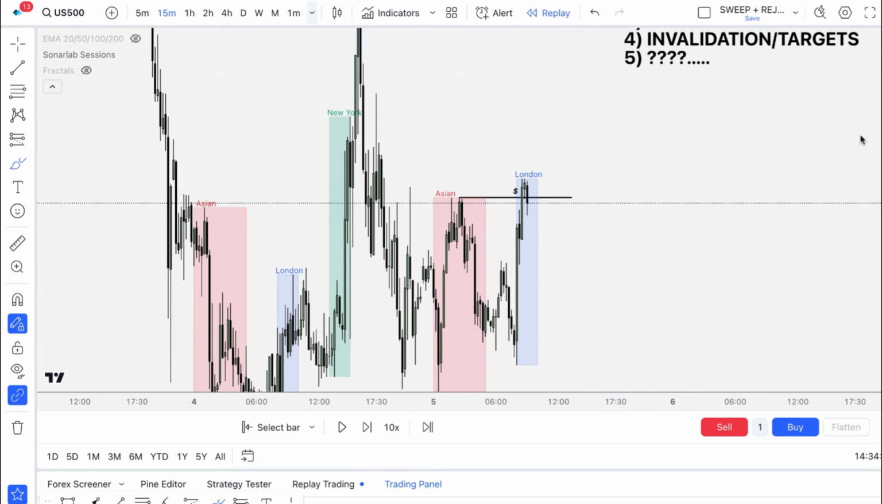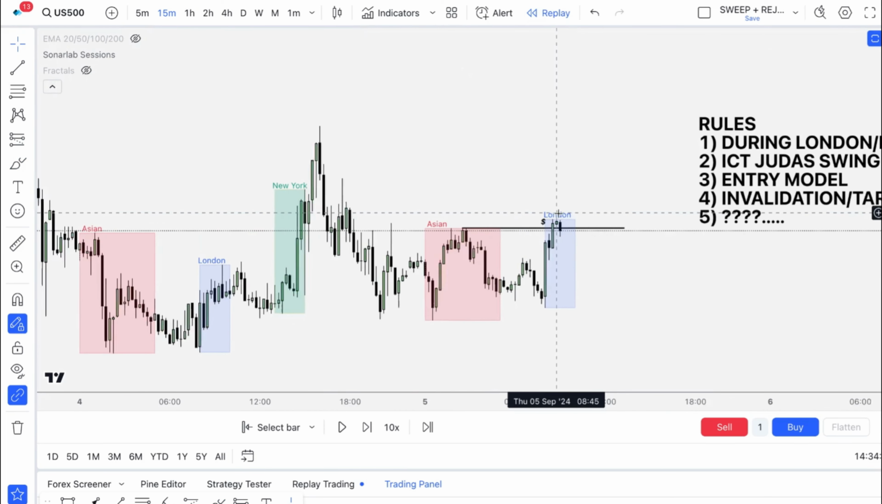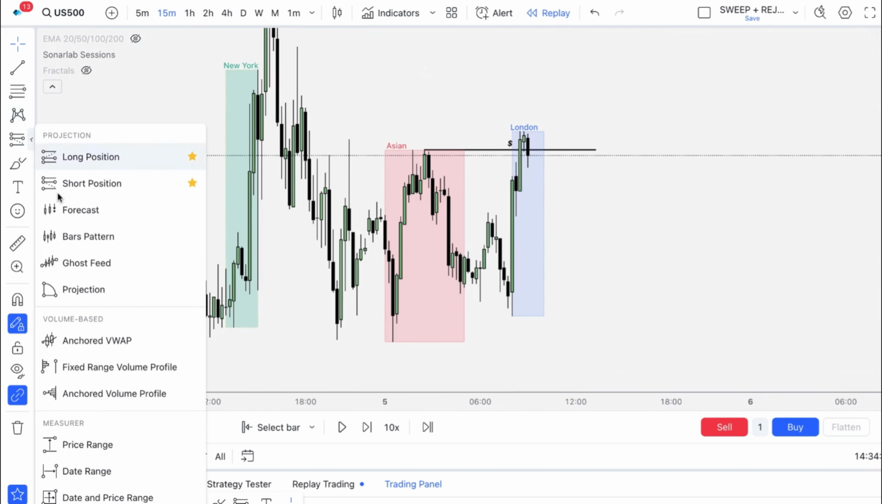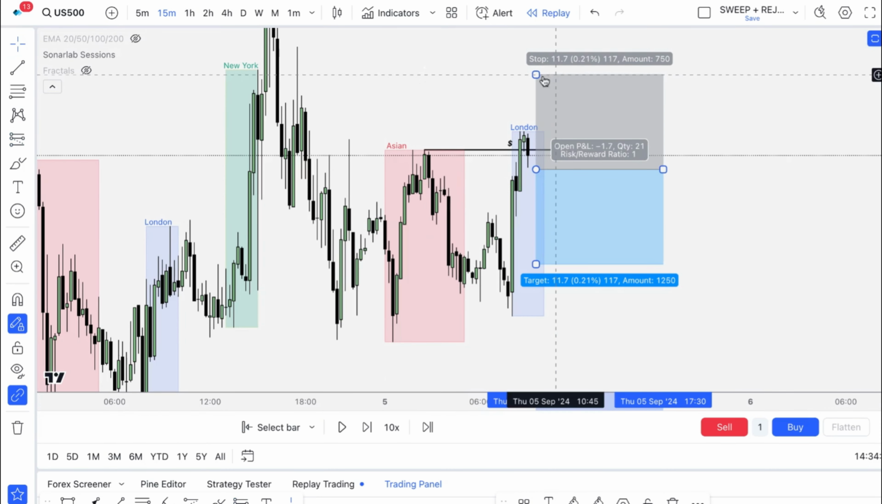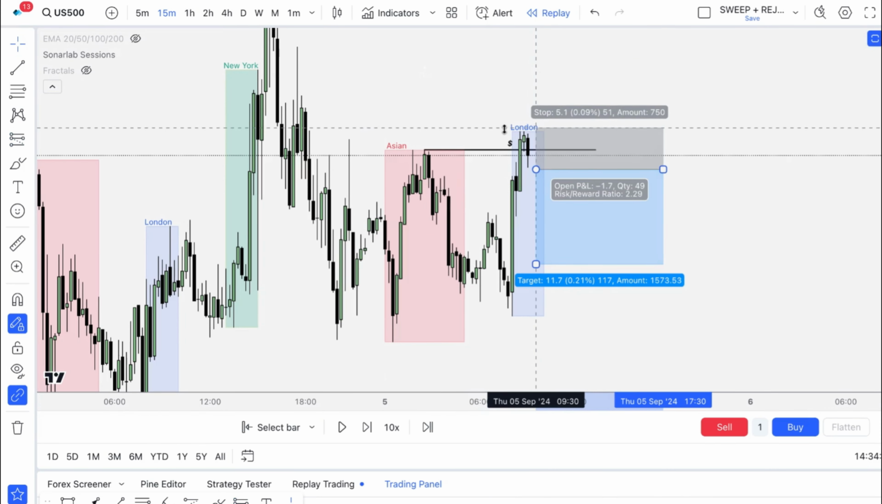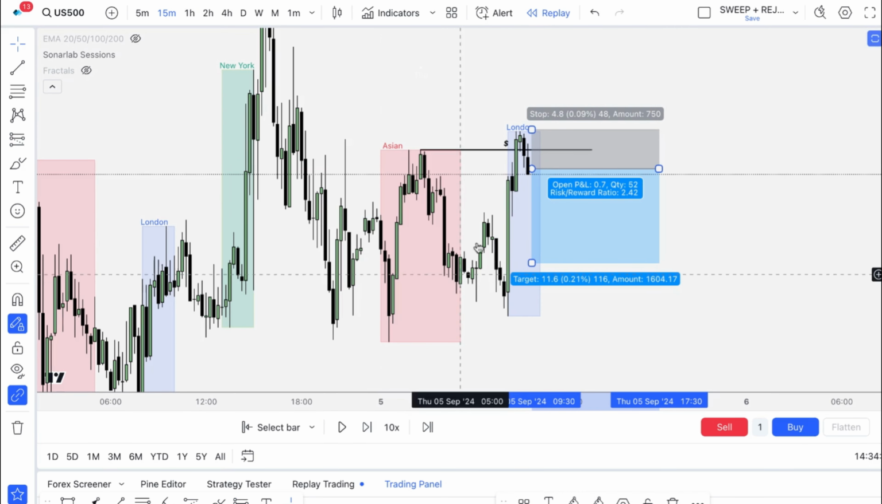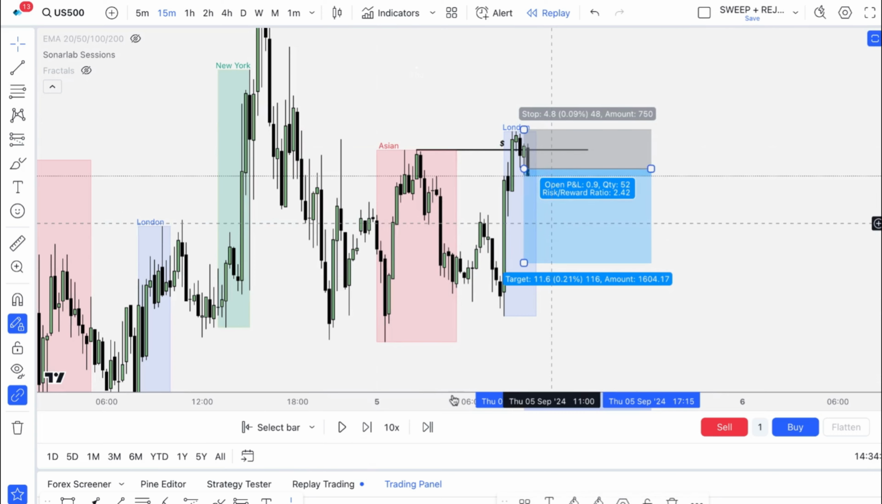Let's just zoom in a little bit. So we sweep that Asian session high right there. And then we get a bearish confirmation on the 15-minute time frame. So we can enter a short trade on the break of that candle low right there, invalidation above the liquidity sweep, and then look to target a 1 to 2 risk to reward. So let's see if we are triggered in right here. So we are triggered right there. We're triggered short on this market.